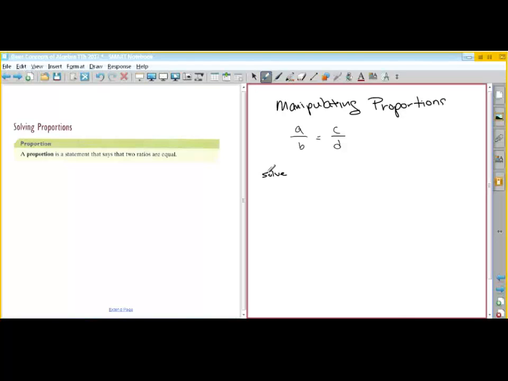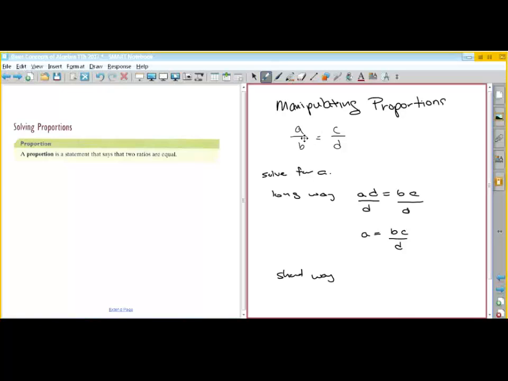So if I wanted to solve for A, the long way of doing this is you would cross multiply them. So you'd say A times D is equal to B times C. And then you say, okay, to solve for A, I'm going to divide both sides by D. And so this becomes 1. D divided by D is 1, so you get A is equal to B times C divided by D. Okay, that would be the long way.